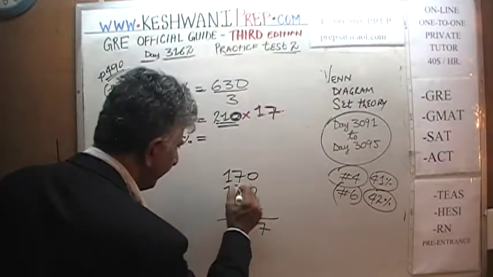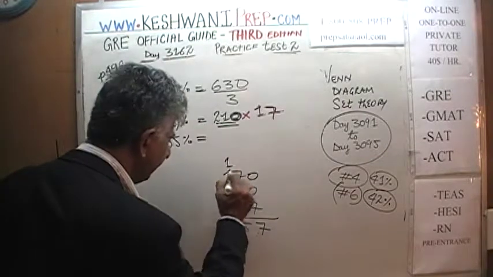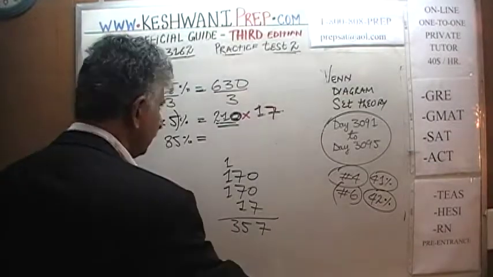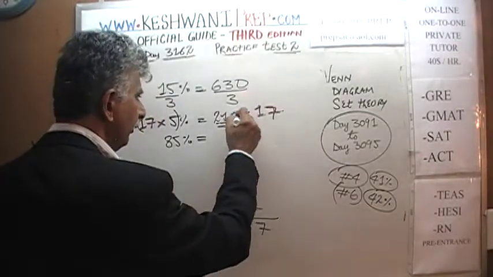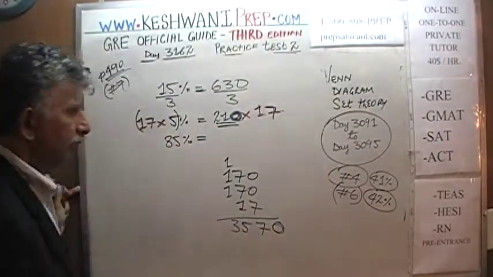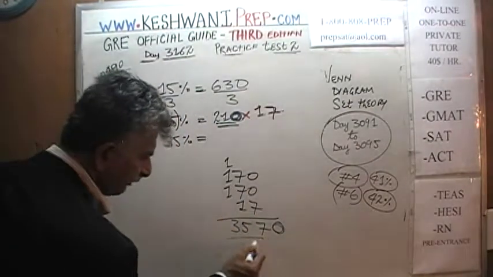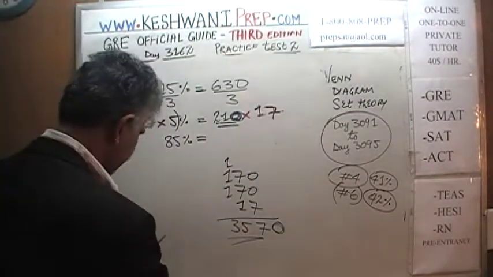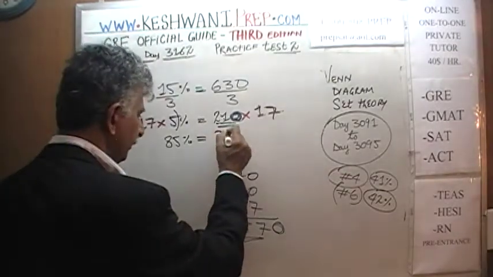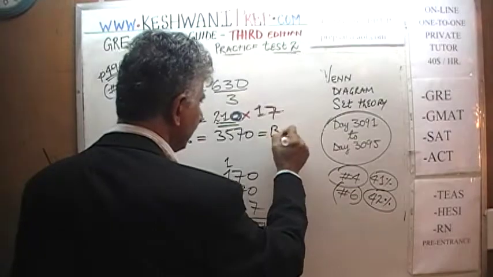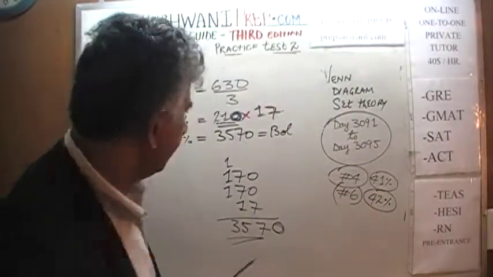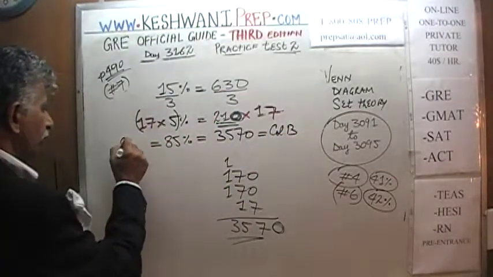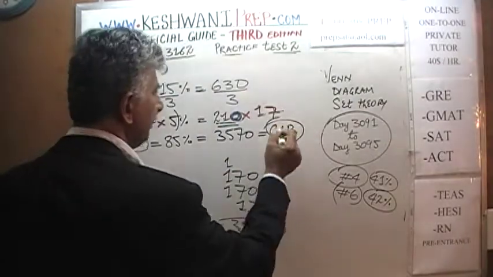We get 7. 7 plus 7 is 14, plus 1 is 15, 5, carry 1, and we get a 3. And now, understand that we had left out this 0, so we have to stick the 0 back in. Because this quantity represents 21 times 17. We don't want 21 times 17, we want 210 times 17. So it's 3570, which is the same as column B. And this, where we started out, was column A. So it turns out column A equals column B. The answer is C.